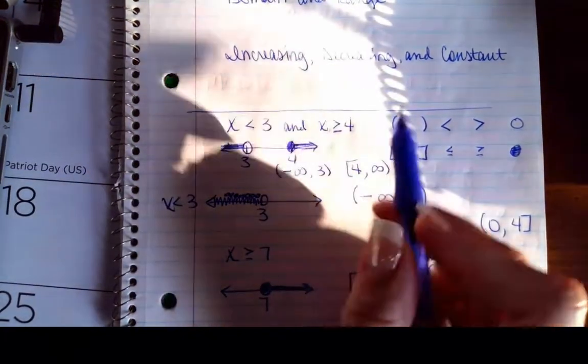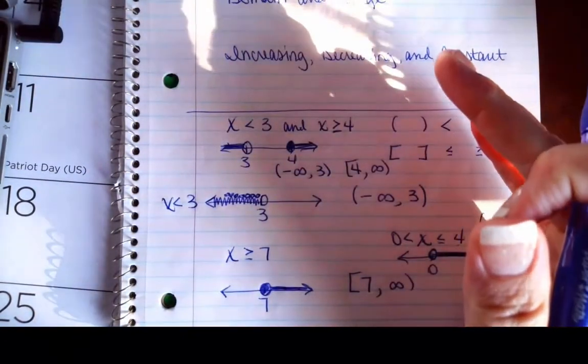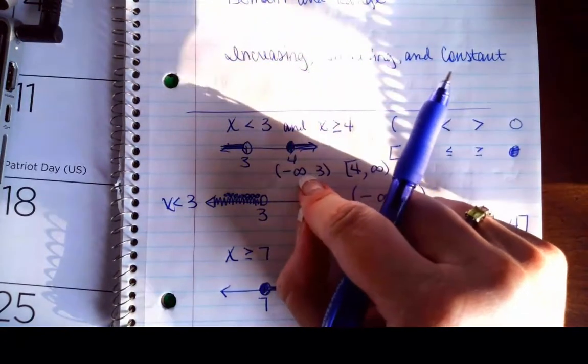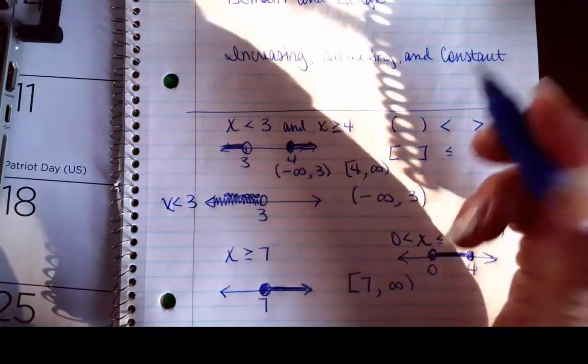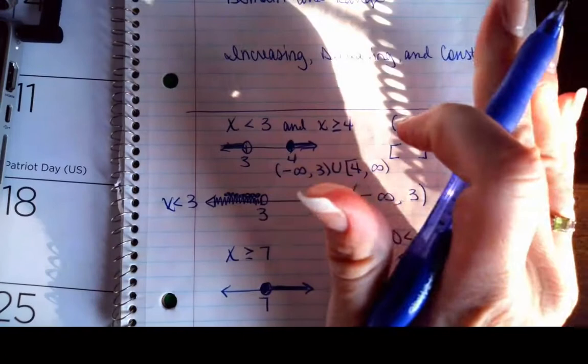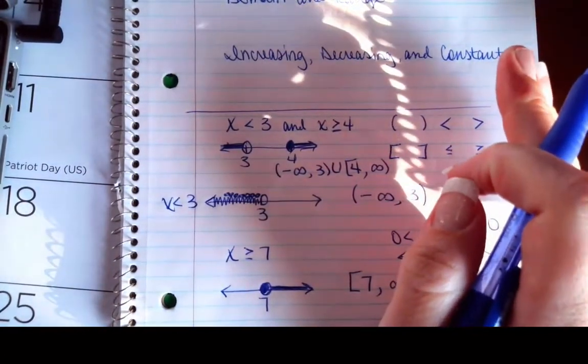So this is a really intense way of, sorry, I have a sunbeam. Okay, this is a really intense way of writing this answer and this answer. Well, the mathematical symbol for and is a union symbol. It looks like a U, but it means and.